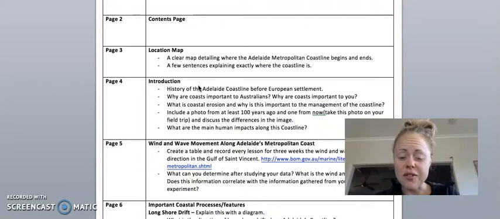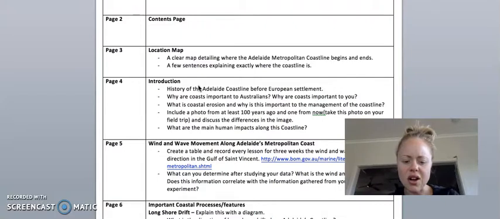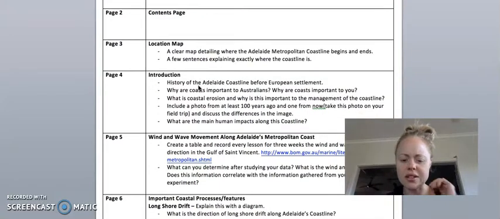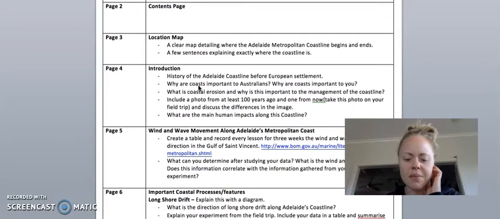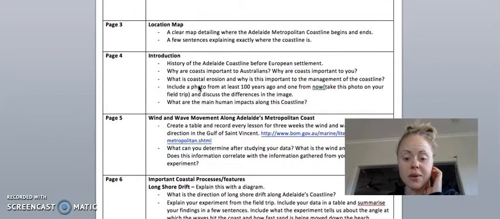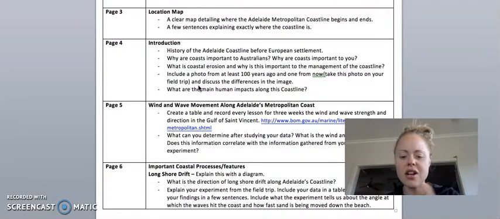Then you just need to try and find a photo from about 100 years ago. But if you can't find one from 100 years ago, then one from just 30 years ago would be fine. We just want to make a comparison. And what are the main human impacts along this coastline? That should be pretty obvious because we have spoken about it. So there are all the different types of developments: surf lifesaving clubs, boat ramps, different restaurants, etc.